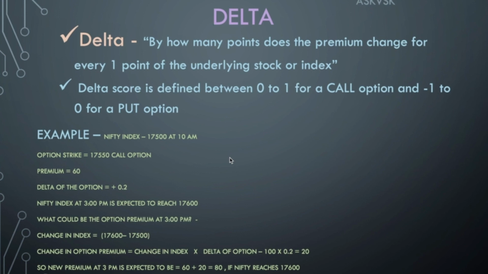So what if the delta is at 0.4? Everything remains the same, but you would get the option premium to increase much more than this number, because if the delta is 0.4, then you substitute that in this formula and it becomes 100 into 0.4, which is 40 points, and you add that 40 to your original 60, you would get the new premium as 100. So the higher the delta is, the higher the option premium will be.